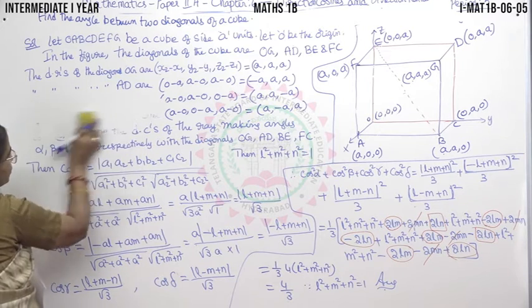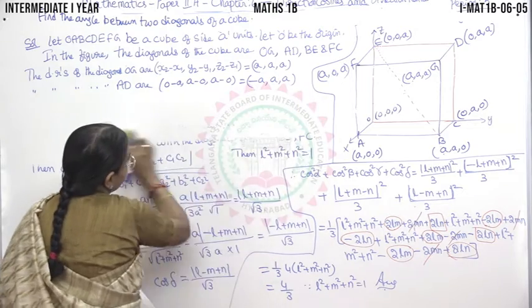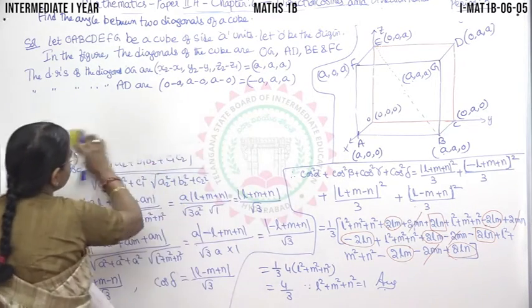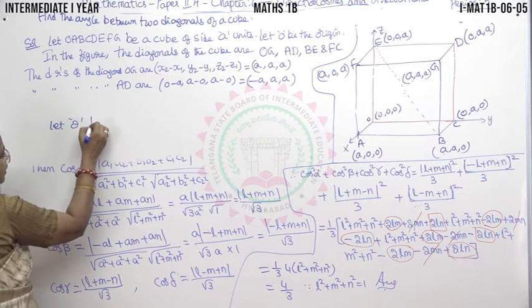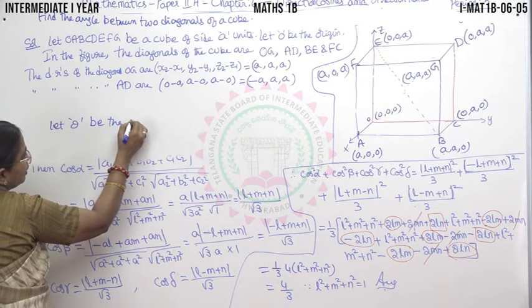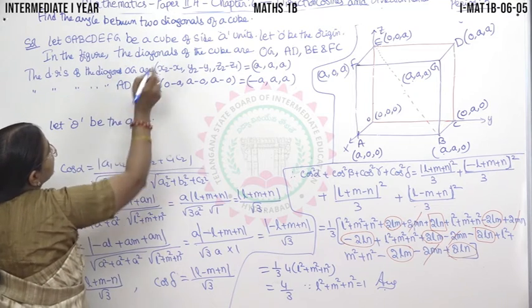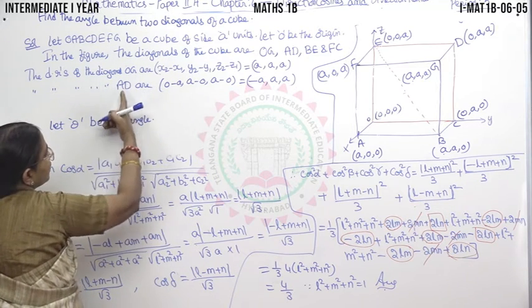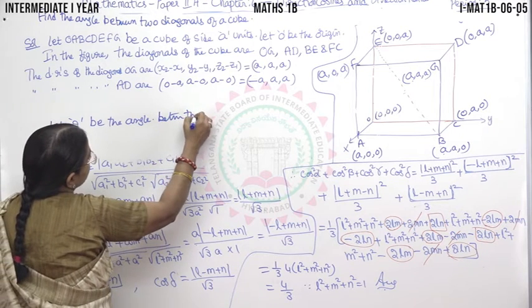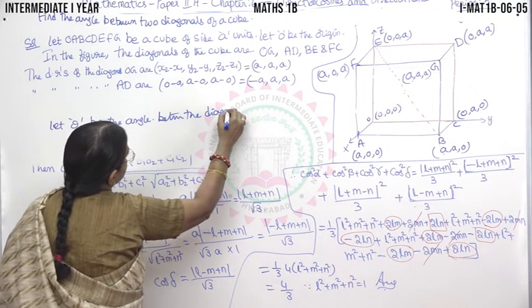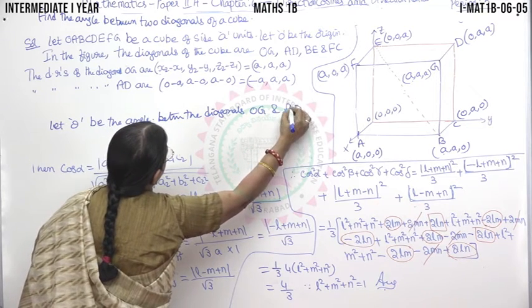Suppose I take the first 2 diagonals. So these are the direction ratios of the first 2 diagonals. Now let theta be the angle between the diagonals. You must find the angle between 2 diagonals, any 2 diagonals. So we'll take these 2. Let theta be the angle between the diagonals OG and AD.